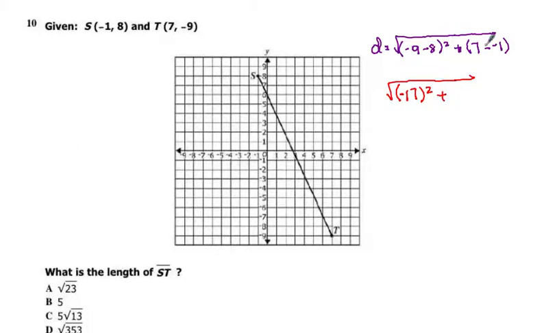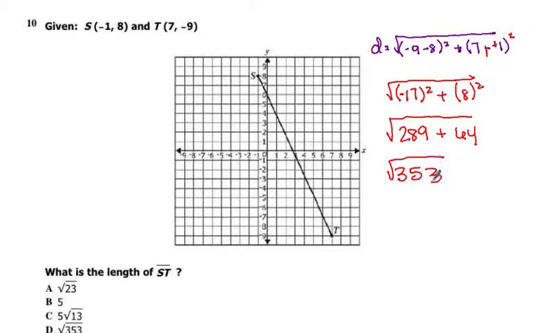Squared plus, oh, I forgot my squared up here. Since I subtracted negative, we're going to be adding, plus 8 squared. And the -17 squared, we're squaring a negative, so it's going to be positive 289. So the square root of positive 289 plus 64, because 8 squared is 64, and that's going to give us 353. All right, that's your answer, square root of 353.